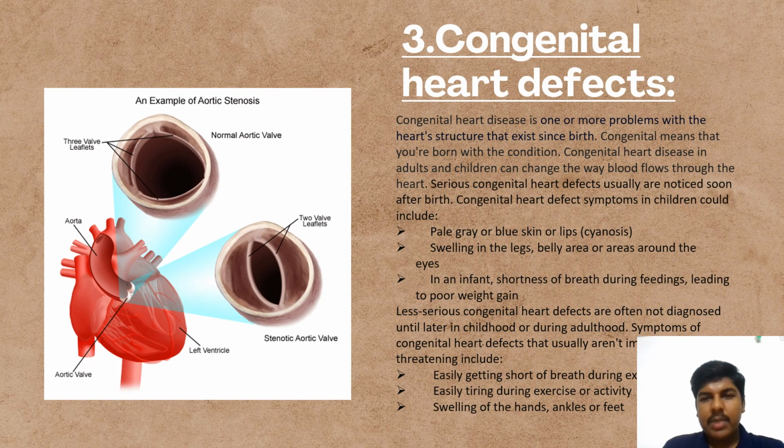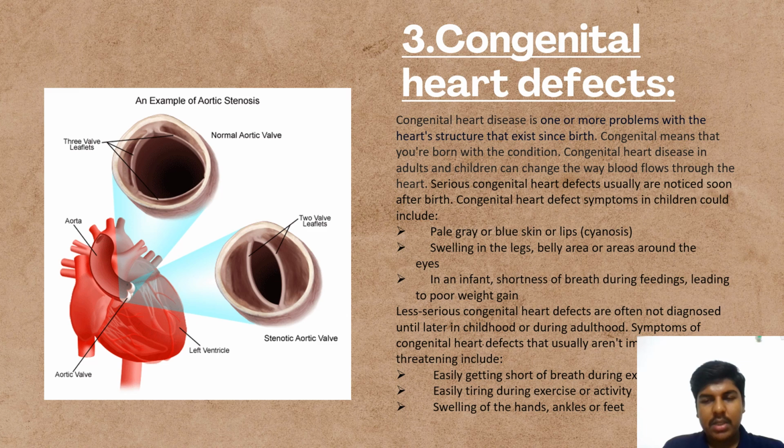The third one is congenital heart defects. Congenital heart disease is one or more problems with the heart's structure that exist since birth. Congenital means that you are born with the condition. Congenital heart disease in adults and children can change the way blood flows through the heart. Serious congenital heart defects usually are noticed soon after birth.